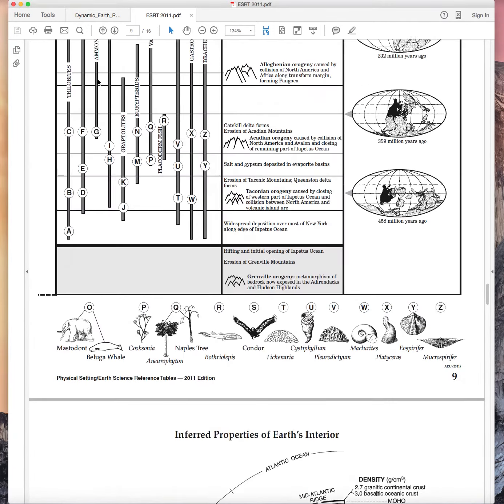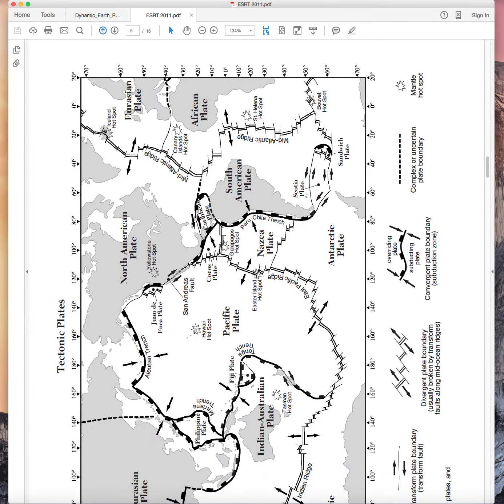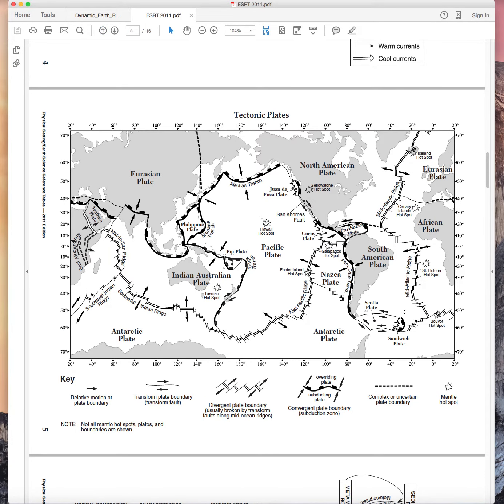Alright, so let's go back to page 5 for the plates. Plate tectonics. Rotate that so we can see that better. We're looking at this right here. We have the Scotia plate, we have the Sandwich plate, South American plate. And there is convergence happening between those two ridges in the ocean.